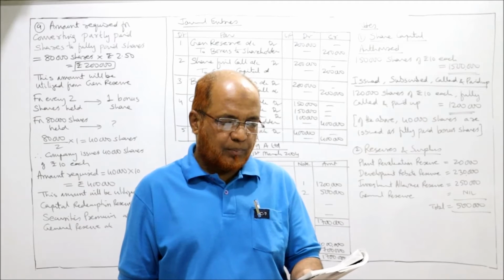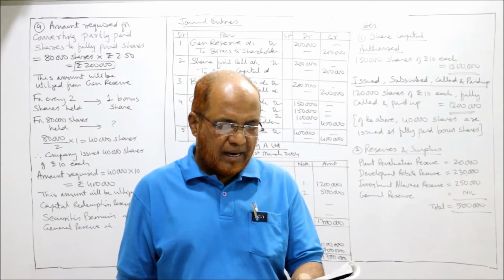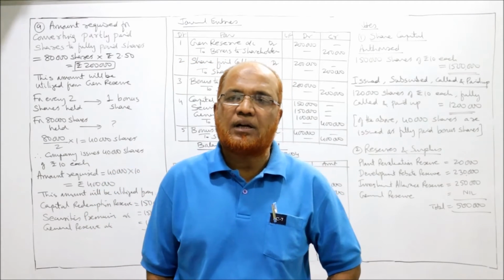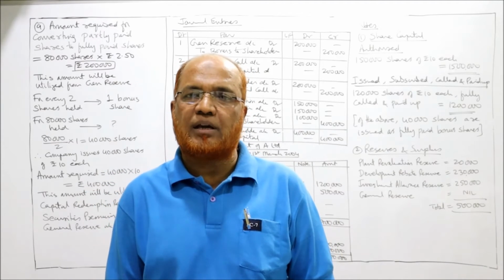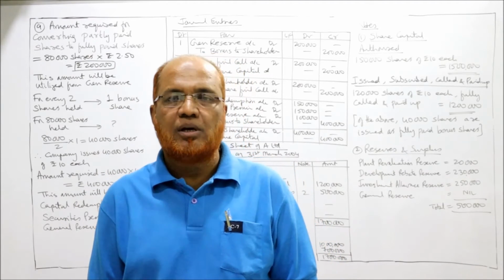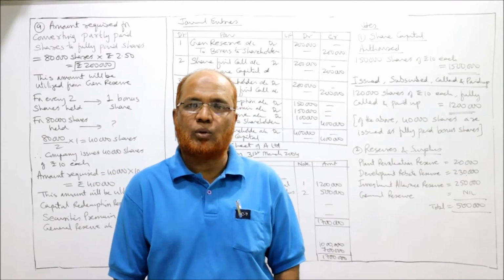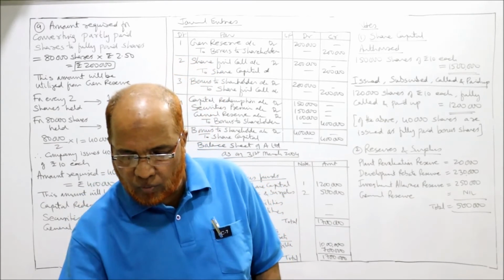You are required to give effect to the proposal by passing journal entries in the books of A Limited and show the amended balance sheet, the new balance sheet. First of all, we should remember that without converting the partly paid into fully paid shares, the company cannot issue fully paid bonus shares. So before issuing bonus shares, whether the problem mentions it or not, we have to convert it into fully paid up shares, right? So what are the working notes?